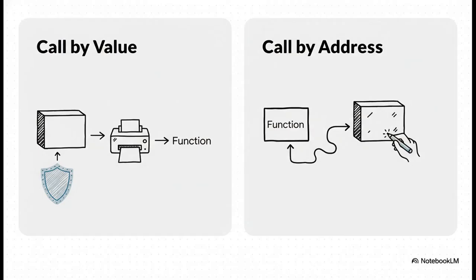Now, how the data gets into that frame is super important. With call by value, the function gets a copy of your data. Think of it like a photocopy. It can write all over the copy, scribble on it, whatever, but your original document is perfectly safe. With call by address, though, the function gets the actual keys to the original file cabinet. It can go in there and change that original data, which can be powerful but can also cause some really weird bugs if you're not careful.